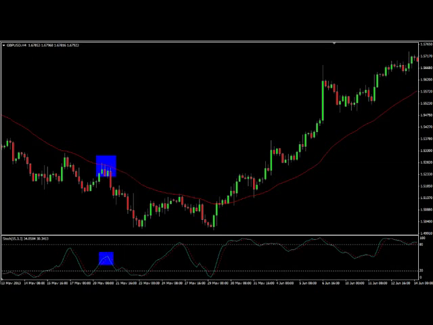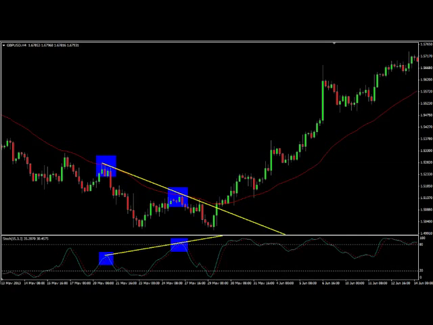Okay? And you'll notice on the next peak of the stochastic, which is here, we've also got another peak on price, which is here. Well, notice something very interesting. The stochastic is moving in an upward direction, while the price is moving in a downward direction. And this is what we call divergence.